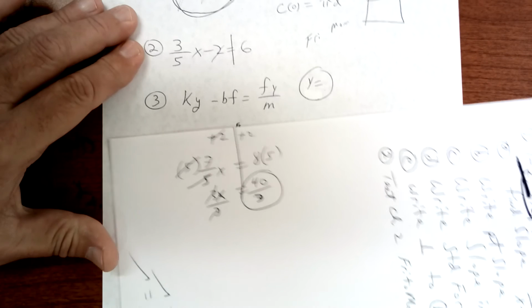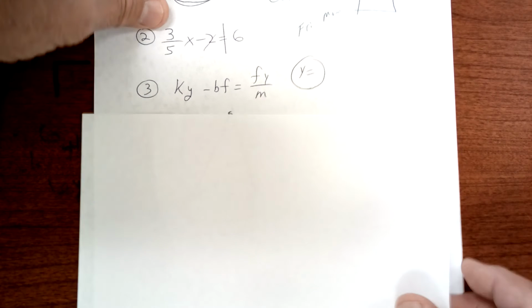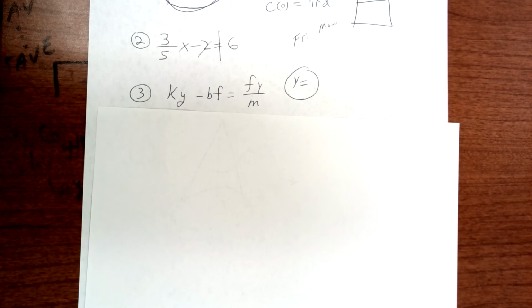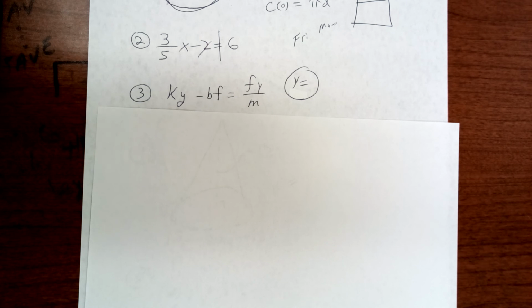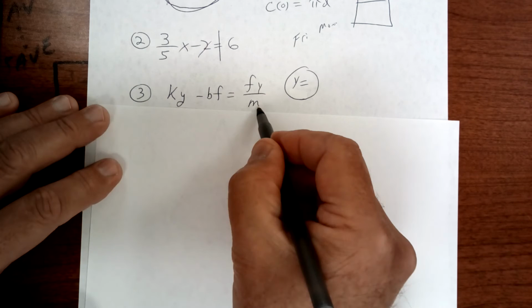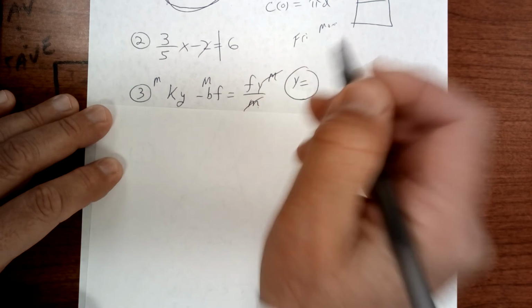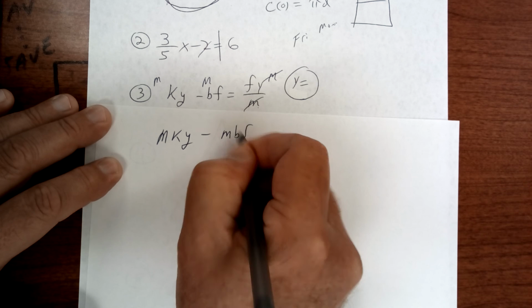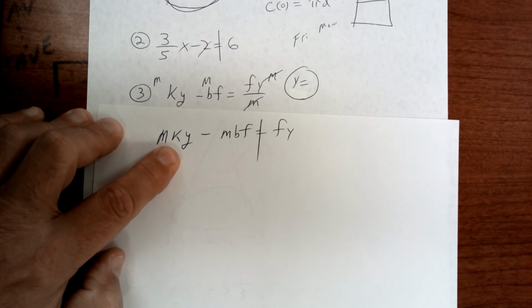All right, this one right here, you know, is on the test. So I want you to work this one right here, work number 3. Let me make it a little darker. All right, so when you do number 3, you're dividing by m, so you want to multiply everything by m. These m's cancel. So you get mky minus mbf is equal to fy.